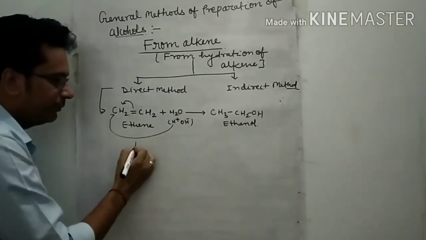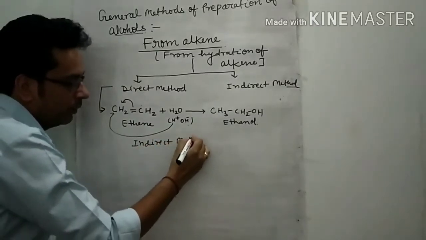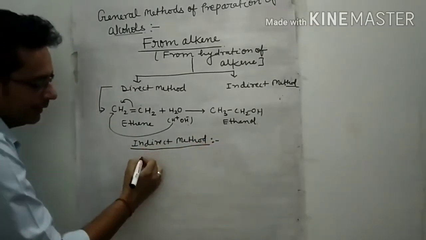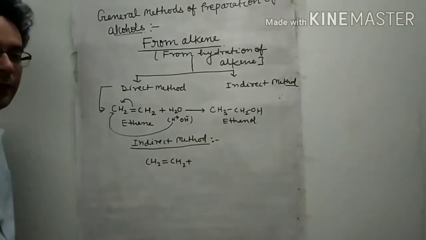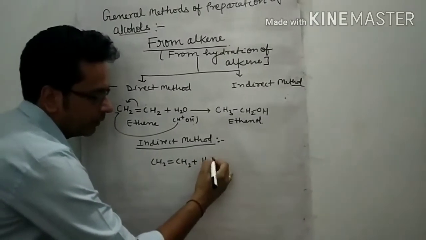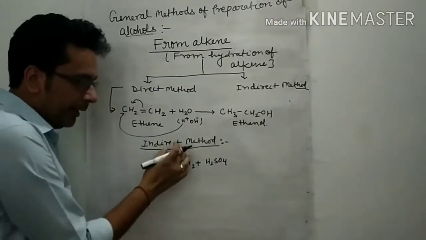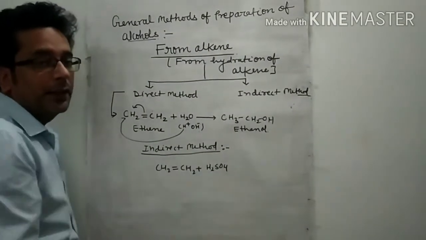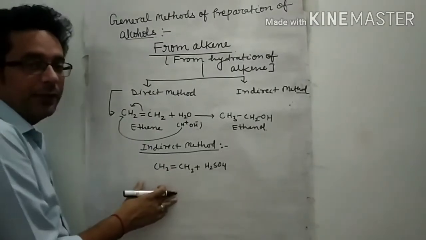Now the indirect method. In the indirect method, alkene, CH2 double bond CH2, first reacts with sulfuric acid, H2SO4. Then it reacts with water, hot water. So this is an example of the indirect method.